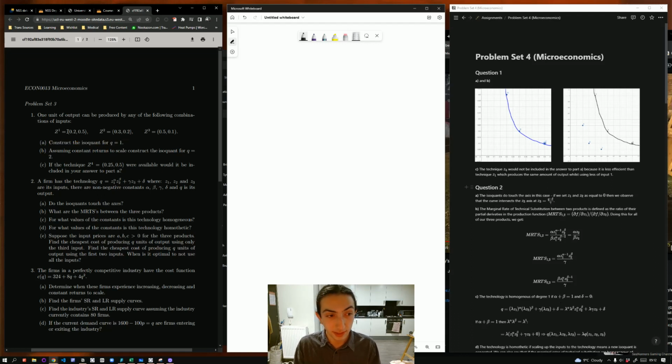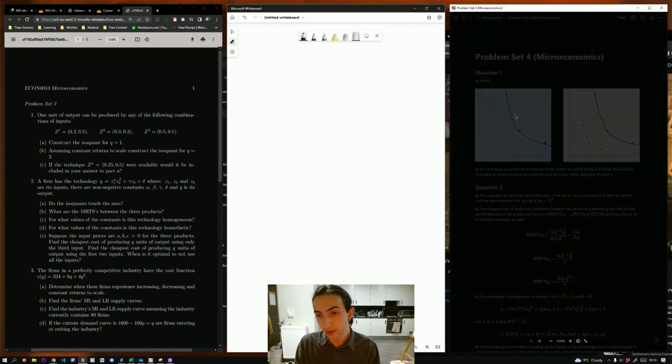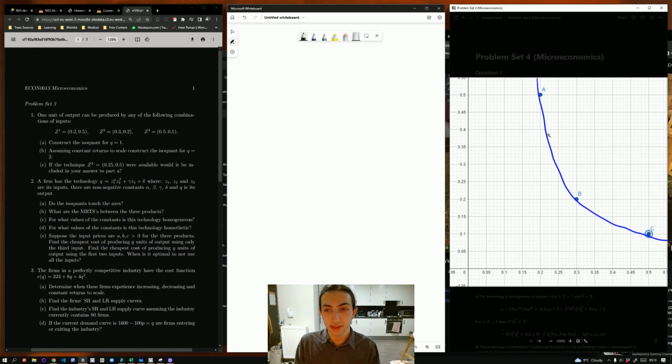And knowing that these points can make q equals 1, we can essentially just plot a curve. This is going to be the equivalent of this one here. If I can expand it, it's going to be like this. So we have our points here, A, B, and C, or Z1, Z2, Z3 if you wanted, and we're just going to draw an isoquant between them. I don't think you really need to calculate it, you just need to construct it. If it said calculate, then I would calculate it, but it said construct, so I'm using this.